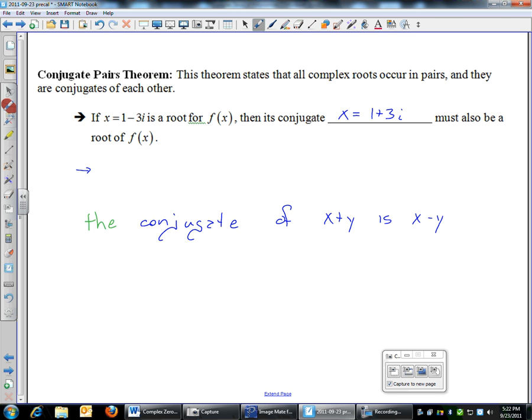I'll make up another one. If x equals 2i is a root, then so is the conjugate of 2i. Now this one's a little bit weird because we don't have that number in front, but the conjugate of 2i is just negative 2i. So that's what conjugate pairs means. If you have one complex root, you have to have a second one, and they're going to be conjugates of each other.